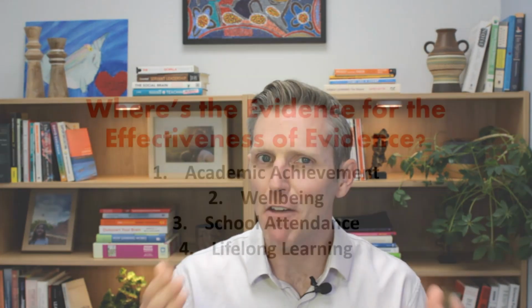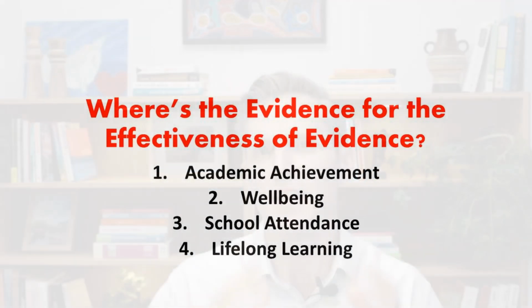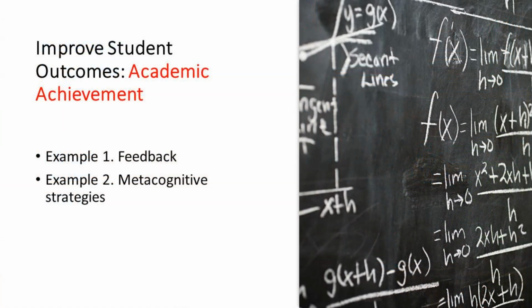Let's go through a few domains, including academic achievement, well-being, school attendance, and of course, lifelong learning. How does evidence-informed practice speak to those four points? Let's have a look. Now, to get our heads around this idea of how evidence can inform our practice in different ways to improve academic achievement for our students, we can look into the literature on feedback and metacognition. Let's have a quick look at feedback.